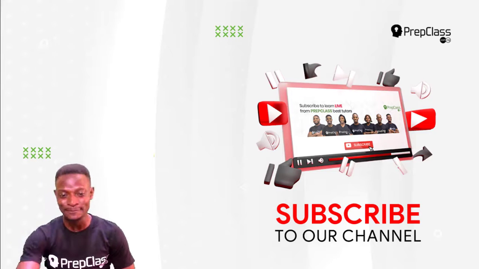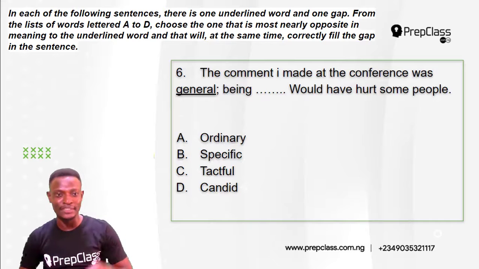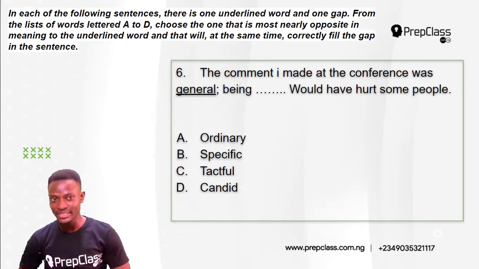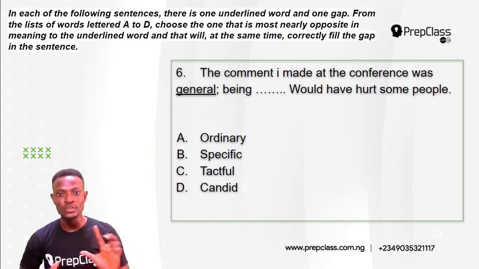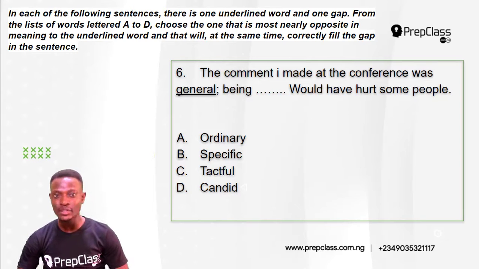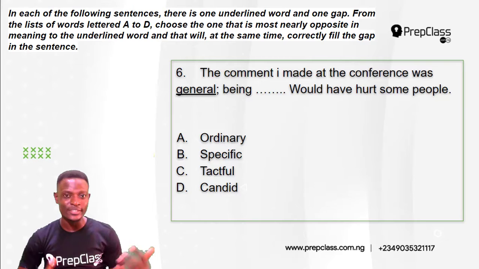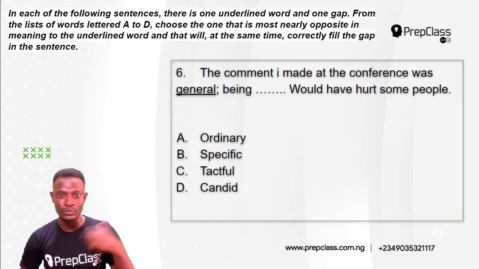Alright, let's begin. Now, for question 6 to 10, we have an instruction here, and the instruction reads: in each of the following sentences, there is one underlined word and one gap. From the list of words lettered A to D, choose the one that is most nearly opposite in meaning to the underlined word and that will at the same time correctly fill the gap in the sentence. I'll go over that again.